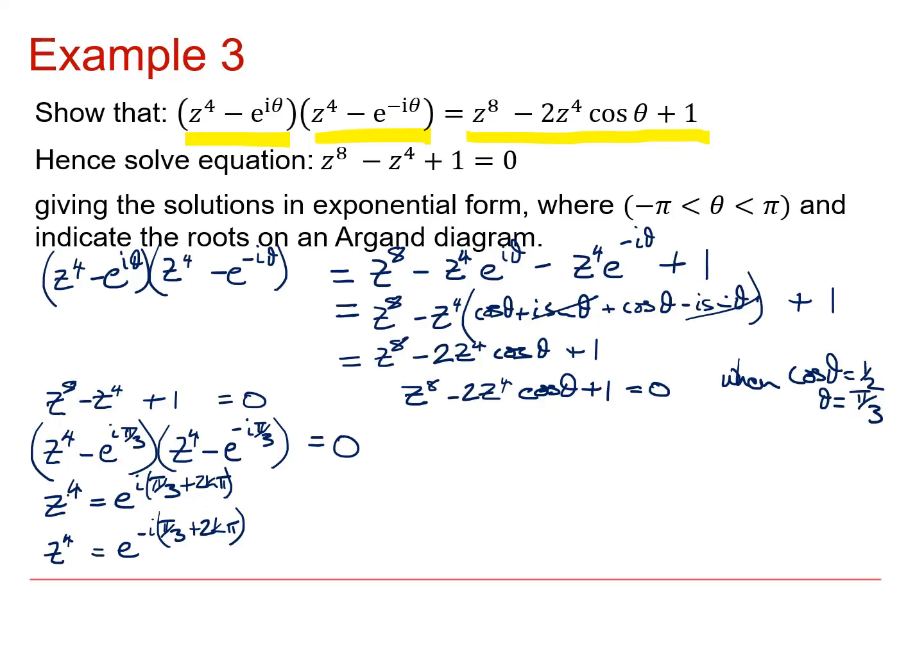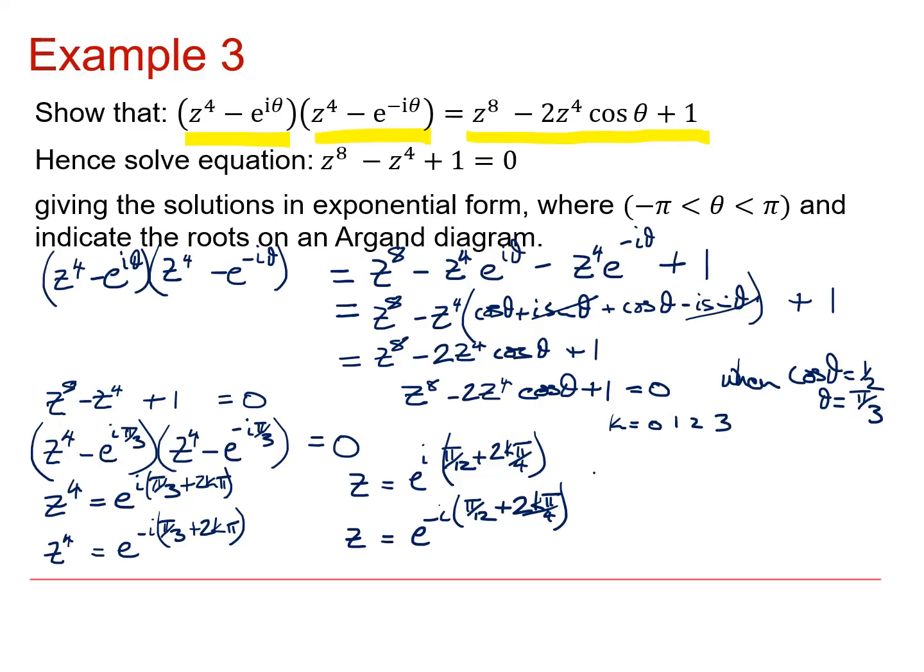And so now, finding my fourth roots in both cases, I'm going to get that z is equal to e to the i pi by 12 plus 2k pi by 4, or z is equal to e to the minus i pi by 12 plus 2k pi by 4. And my k values can be 0, 1, 2 or 3.